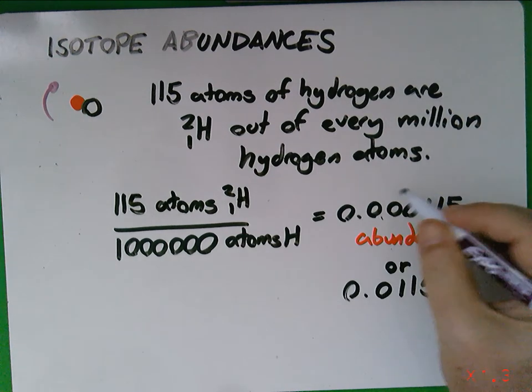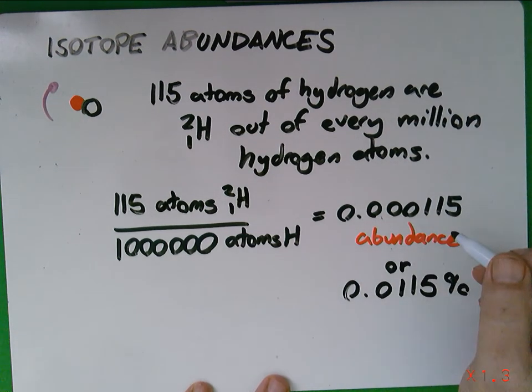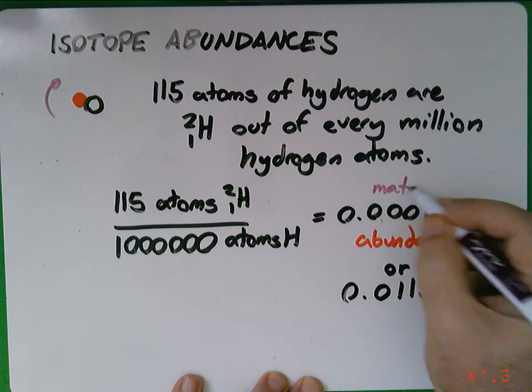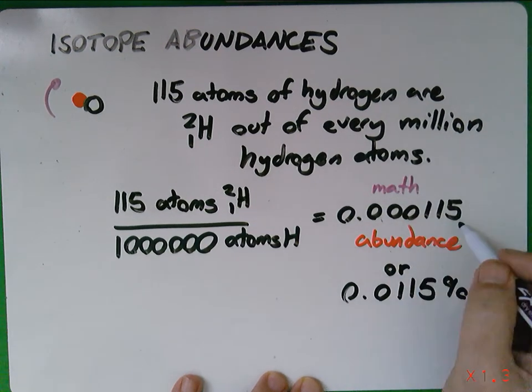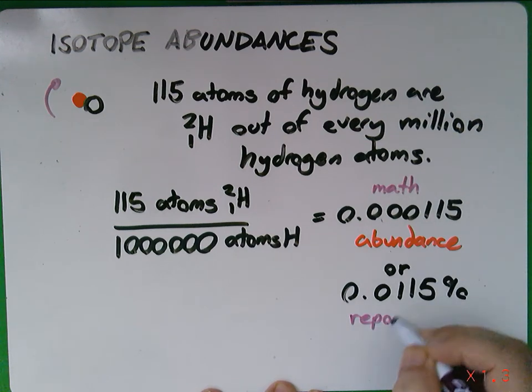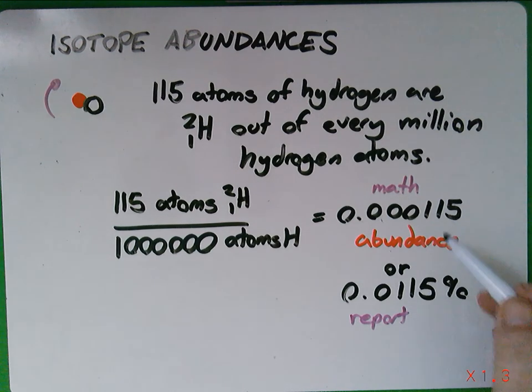Now, when you're doing problems, and we're going to do some problems with abundance in a little bit, use this one for math, the decimal form of it. Use this one to report an abundance because it's easier for people to read. So you have different purposes for reporting it in these two different forms.